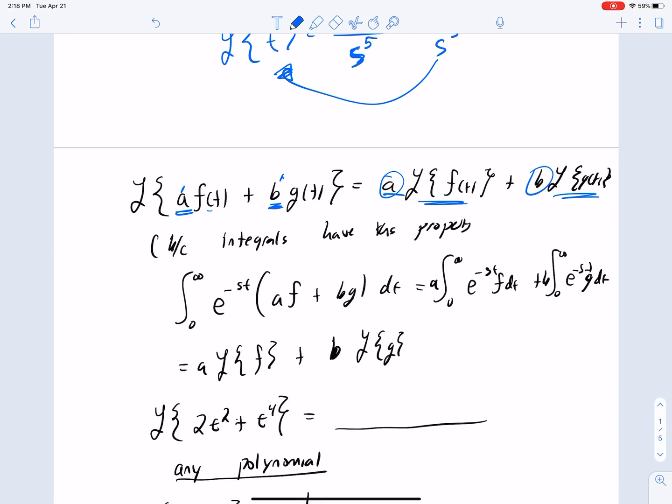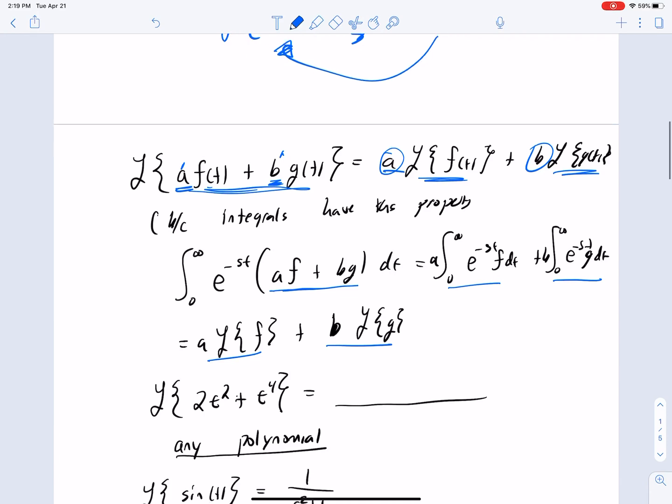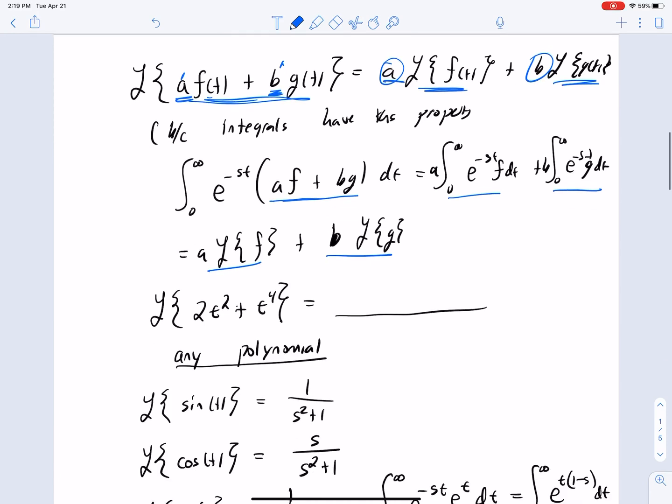So here I just sort of worked this out. This is the Laplace transform, just by definition, which when we write it down as an integral, then if you remember your integral rules, the integral of a sum is the sum of the integrals. So I can break this up into the two pieces, and now using the definition of the Laplace transform, I get back to this.